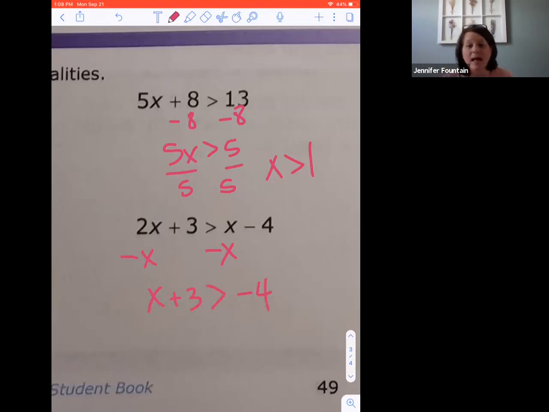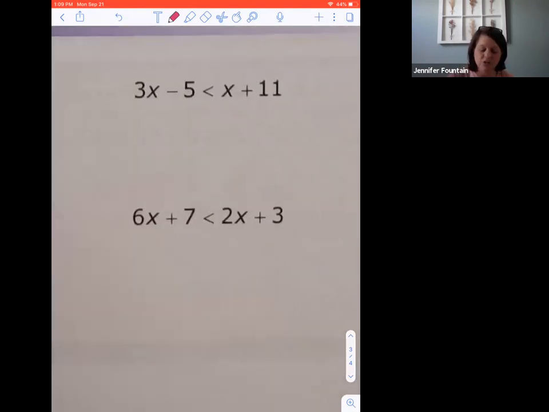All right, so now I have addition, so I know I need to undo addition using subtraction. I subtract 3 from both sides, and x is greater than... When I have -4 minus 3, again, I could change that to adding the opposite, so that would be -4 plus -3. That's going to be -7. How'd you do on that? All righty. Let's go ahead and look at the last two on this page. Go ahead and work those.